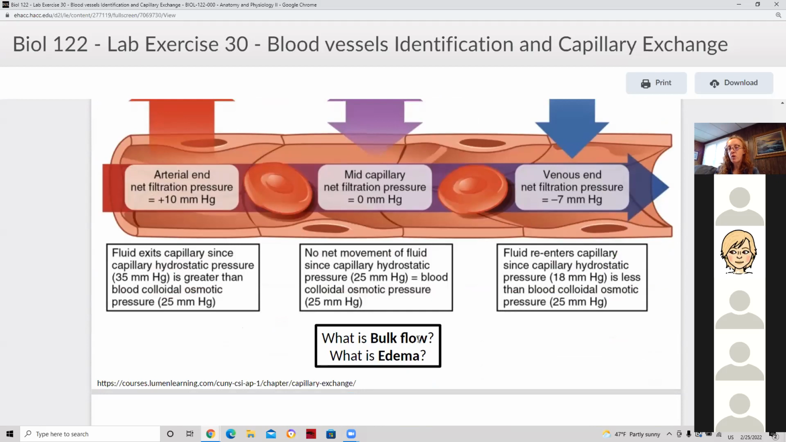What is bulk flow? What's edema? Bulk flow is the net movement of fluid in or out of the vessel. Is the net movement going into the vessel, the venous end, or is it the net movement going out?